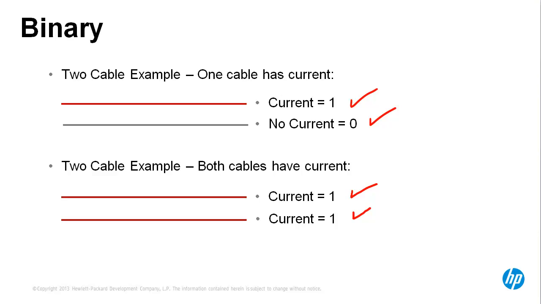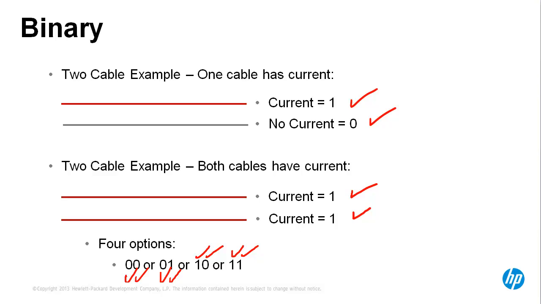So in this case, we had two cables but there are 4 combinations or 4 options. 0, 0, no current; or 0, 1; or 1, 0; or current on both, in other words 1, 1.